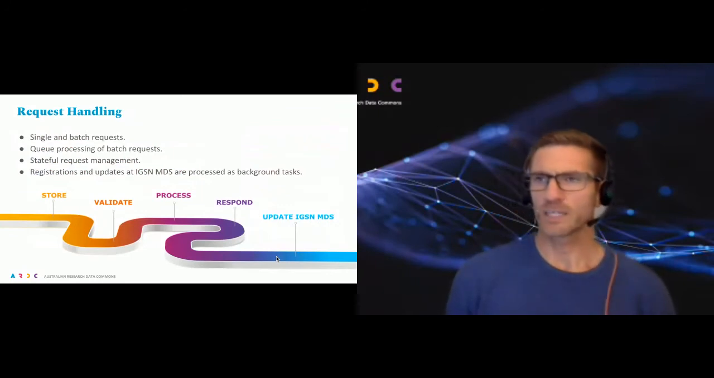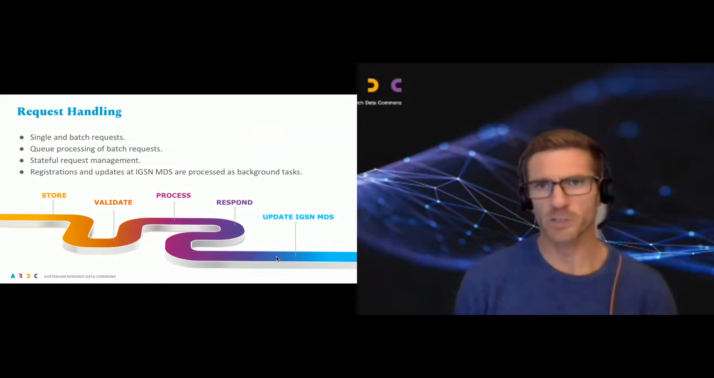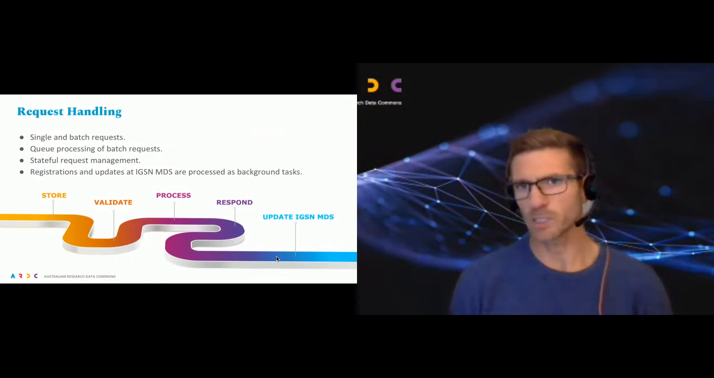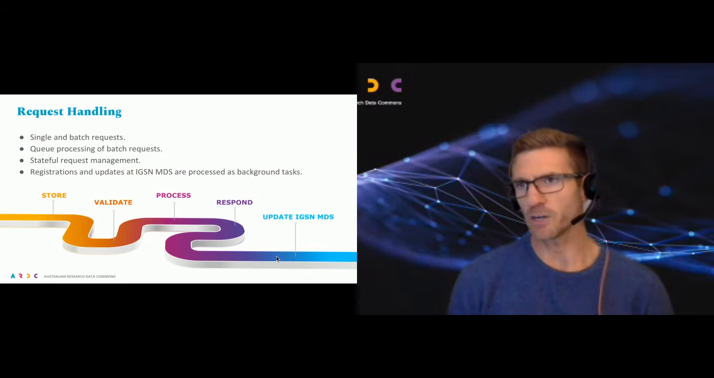In terms of the requests in the system, we have the notion of single requests and batch requests. Single requests process synchronously and they respond to the client really quickly. But if they're large batch requests, we process them in a queue. The validation process will actually take into account if there are queued tasks. The single request will actually check the queue to see if there's anything that's already been requested. So if someone's already requested an IGSN and then a single request comes in to mint the same IGSN, it will basically pick that up and respond with an error.